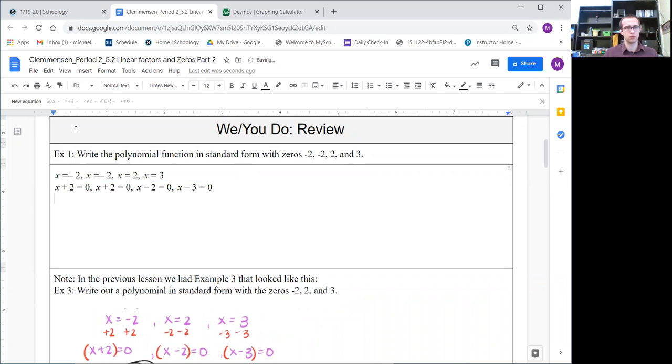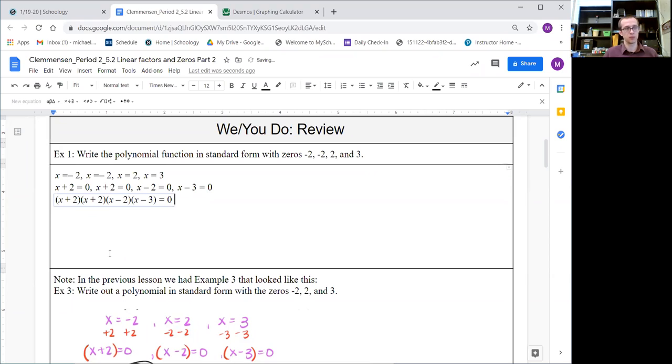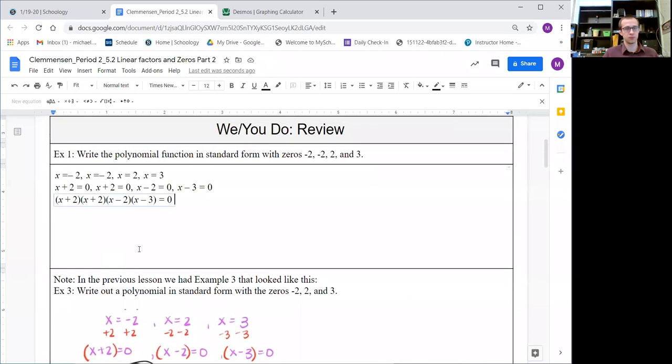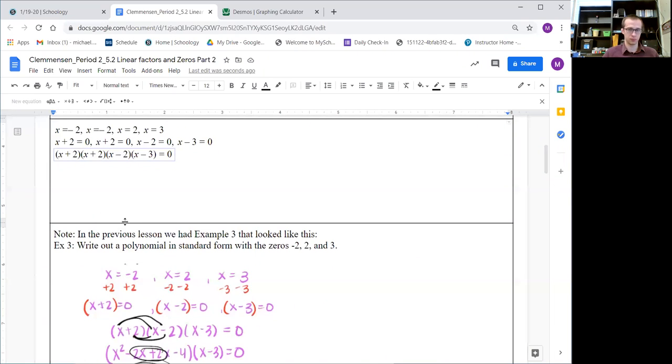Actually, don't space that one. In parentheses, X plus 2 times X plus 2 times X minus 2 times X minus 3, all equals 0. And then you're going to simplify from there, using whatever method you want to use. All right, again, you have 5 minutes starting now to complete that. Try your best. If you get confused, you can always look at this problem down here, see how we did it, try and do it the same way. Good luck. Here for any questions.